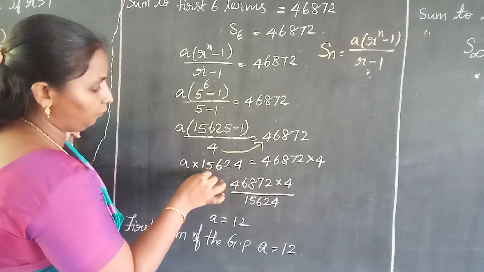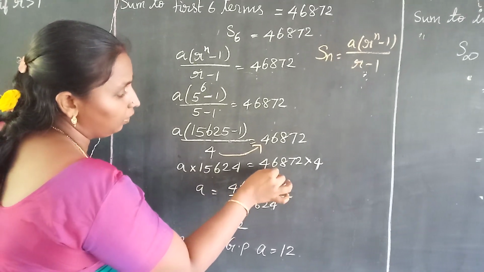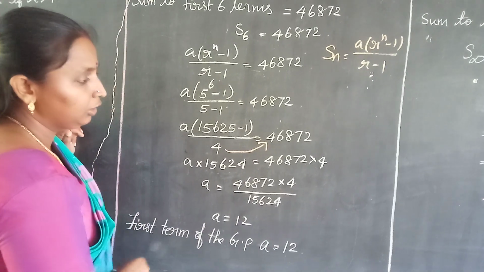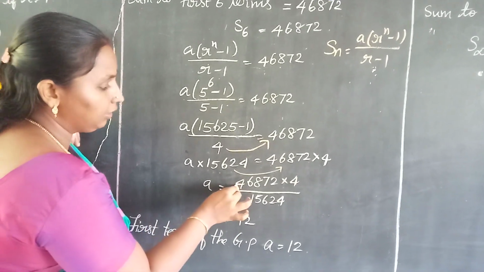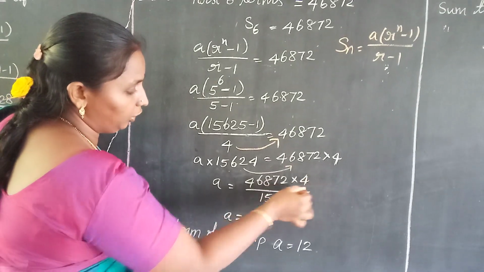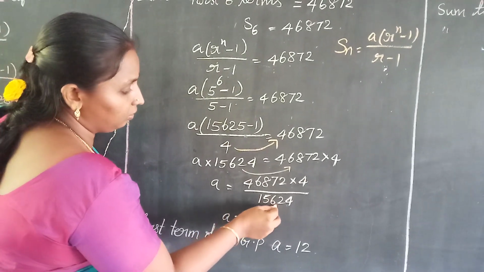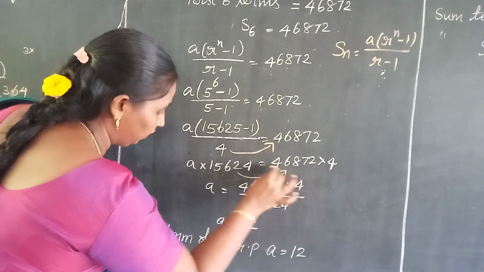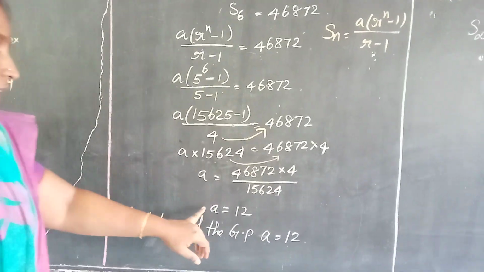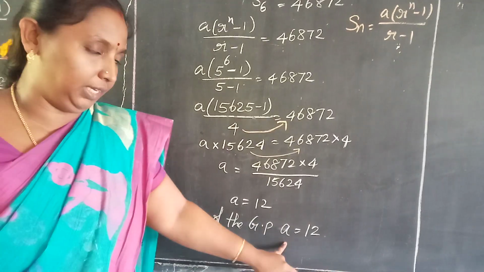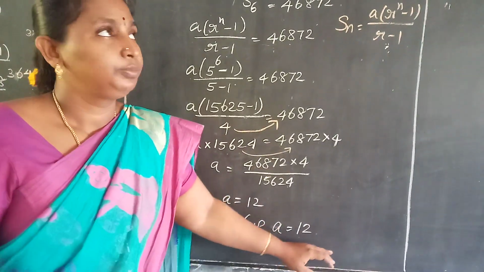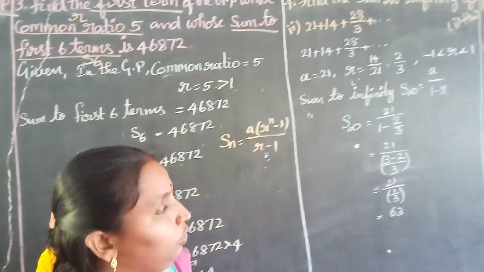So A into 15,624 equals 46,872 into 4. Send this term to the right-hand side, we get 46,872 into 4 divided by 15,624. If you simplify this, you will get the A value as 12. Therefore, the first term of the GP, A, equals 12. Did you understand this? Move on to the fourth one.